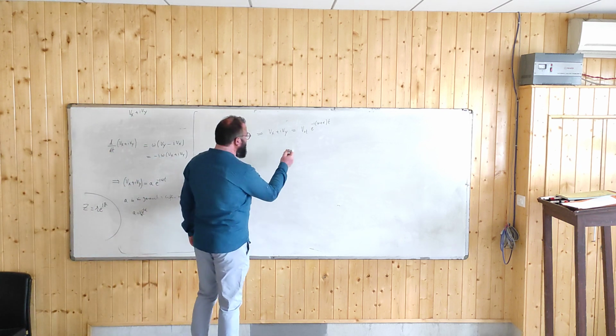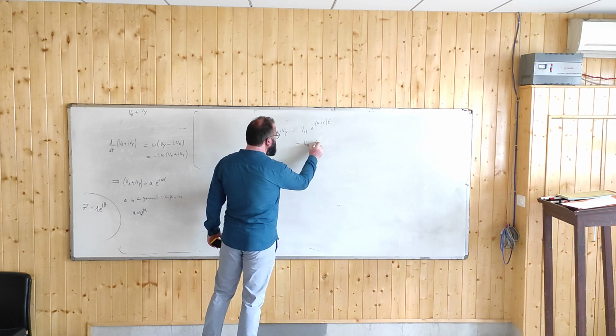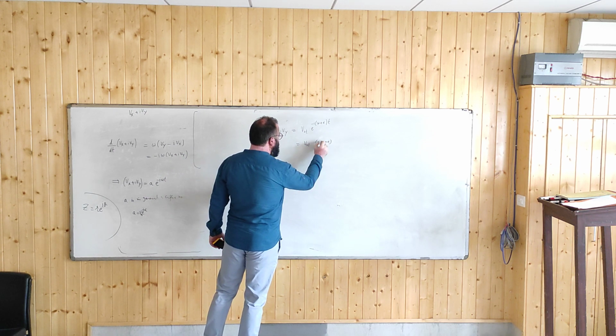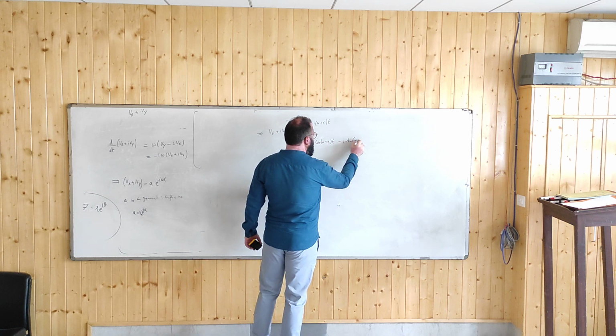Now let's write in terms of the components. So I will have cosine of (omega plus alpha) t minus i sine of (omega plus alpha) t.